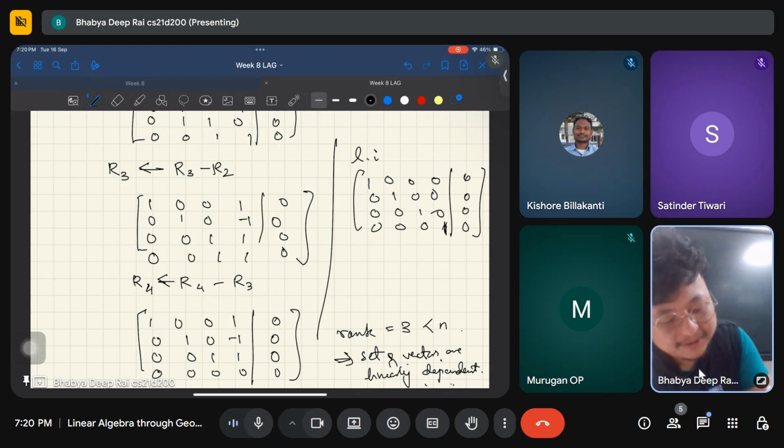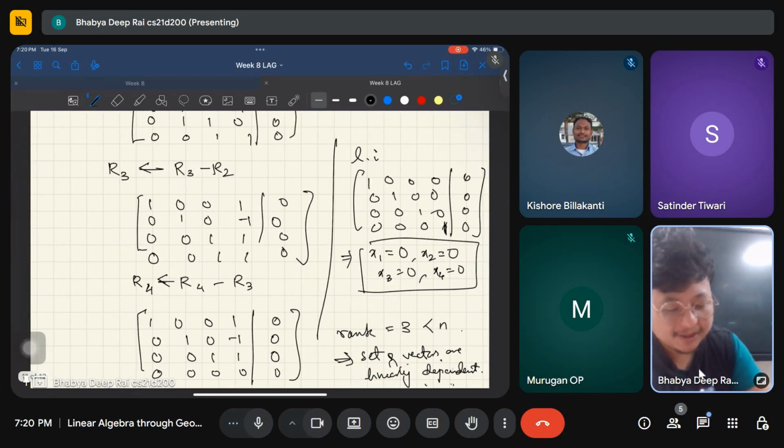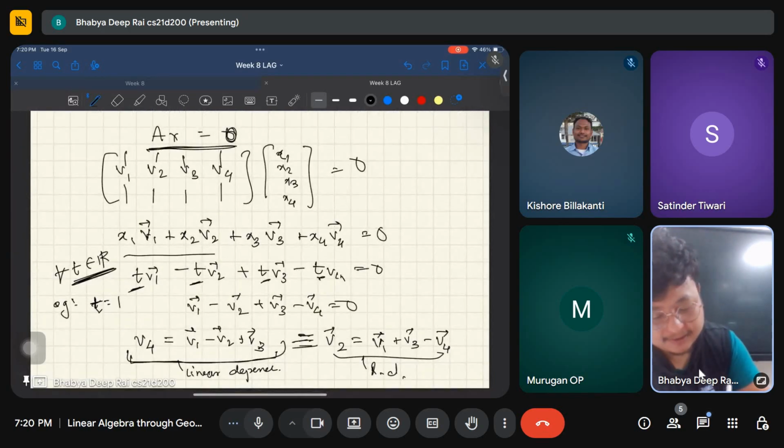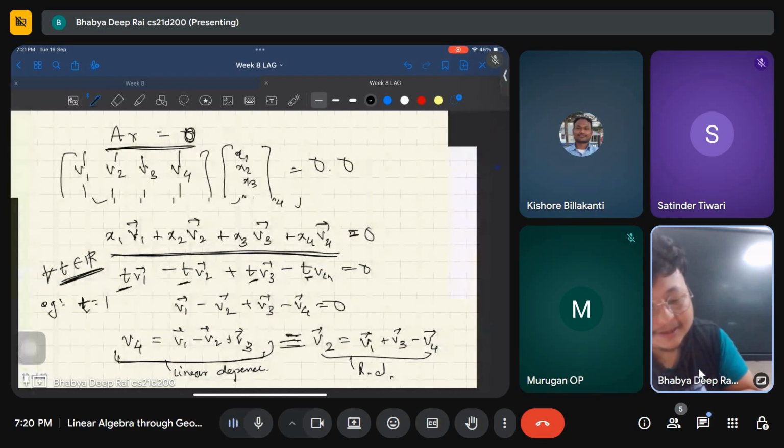But what would it mean? It means x1 is 0, x2 is 0, x3 is 0, x4 is 0. Now, what does this mean? This equation is equal to 0 only if I take x1, x2, x3, x4 as 0. That is when linear independence happens.